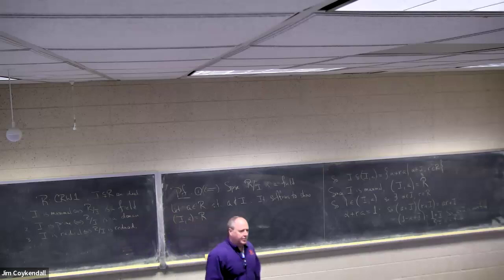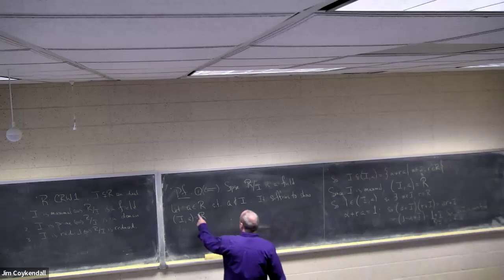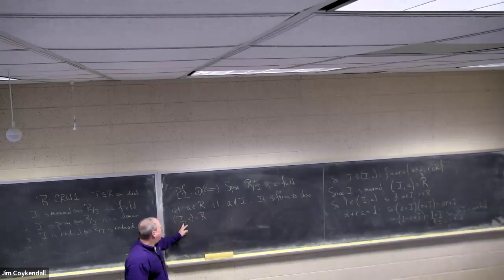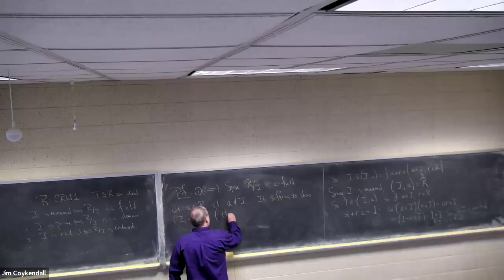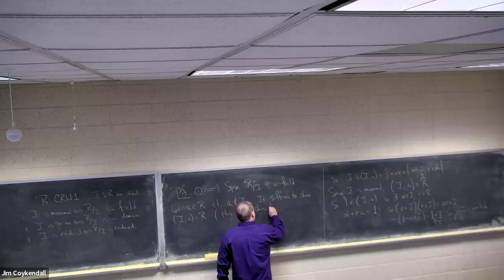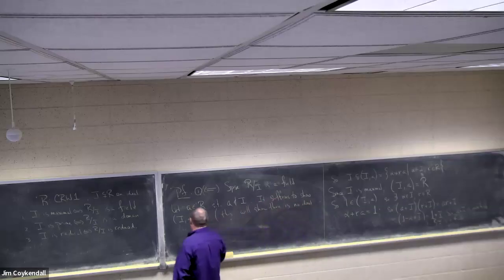Okay, so here's my strategy. I know that R mod I is a field, and I want to show that I is a maximal ideal. So here's the way I'm going to tackle this problem. I'm going to show you that if anything is not in I, then the ideal generated by I and that element blows up to the whole ring. That means that there's no ideal properly between I and R.